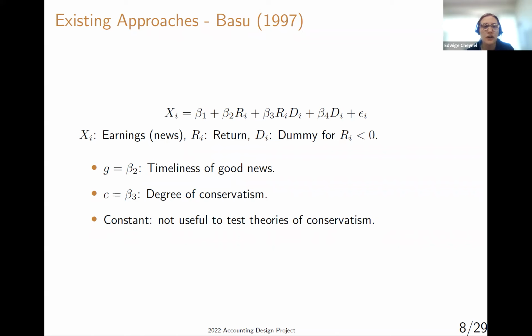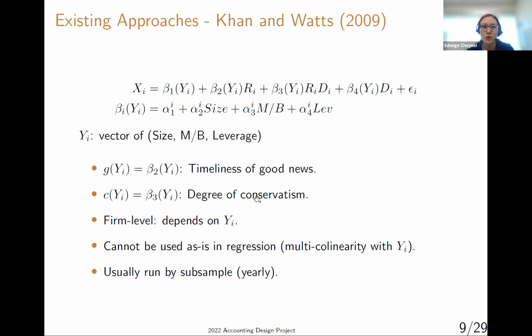Beta 2 is in front of the return, and beta 3 is the coefficient estimated with the DOMI variable for bad news. In any case, we then got a lot of other papers that followed this approach. Here I present the Khan and Watts, which is the same type of regression, but this time other firm characteristics are included. The firm characteristics in question, those are the Ys, a vector of three variables: size, market to book, and leverage. And this time, the betas are functions of those three firm characteristics.